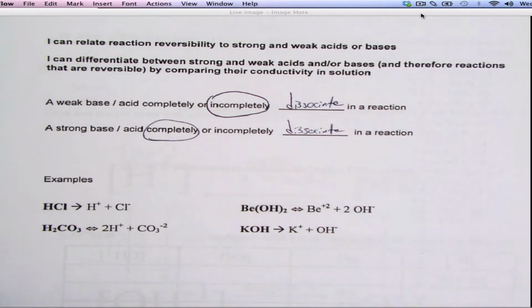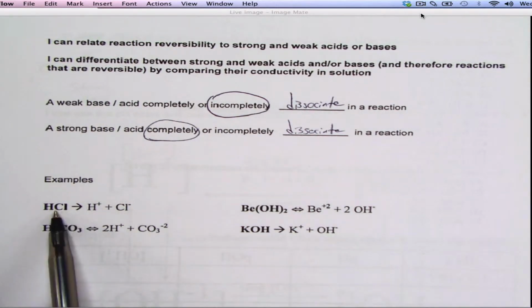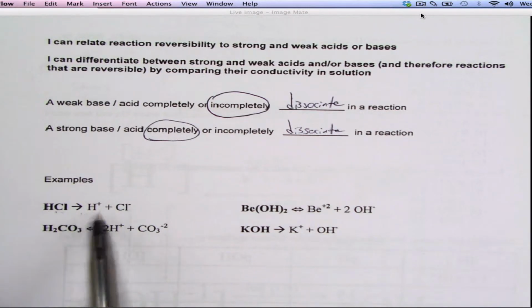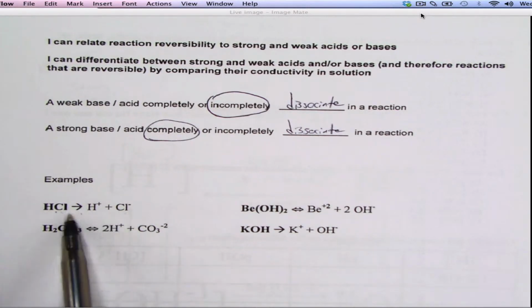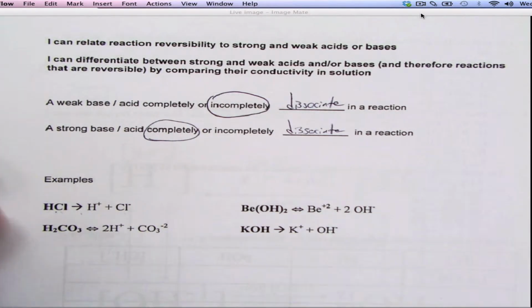Okay? So how do you know that? Well, that means it just goes one direction and it doesn't come back. So for example, this one right here breaks apart into its ions, doesn't get reversed. This one does get reversed because the arrow can go both ways. That is the difference between a weak acid and base.